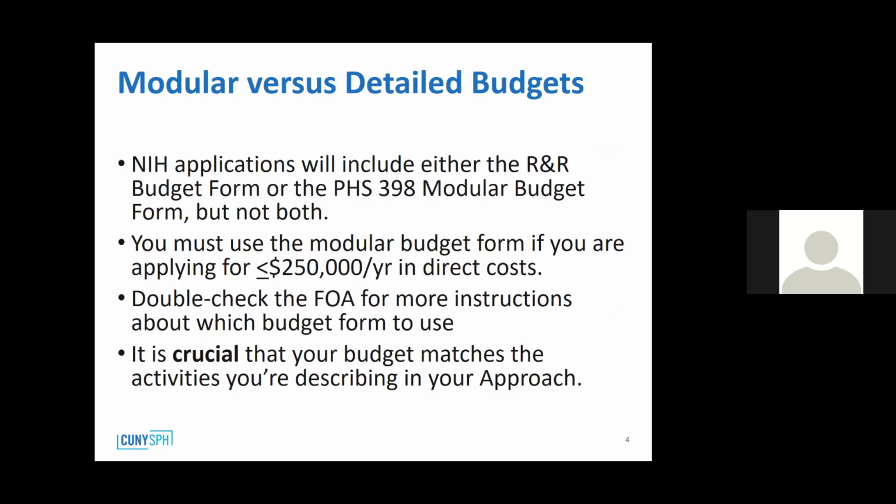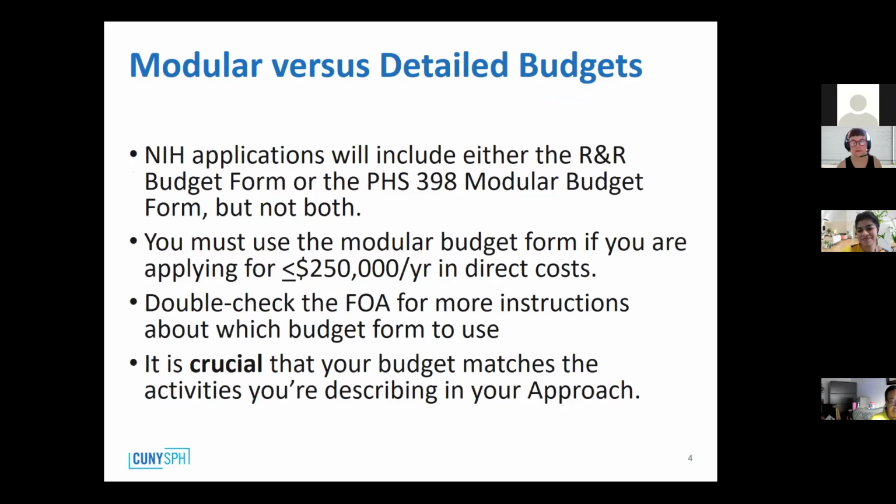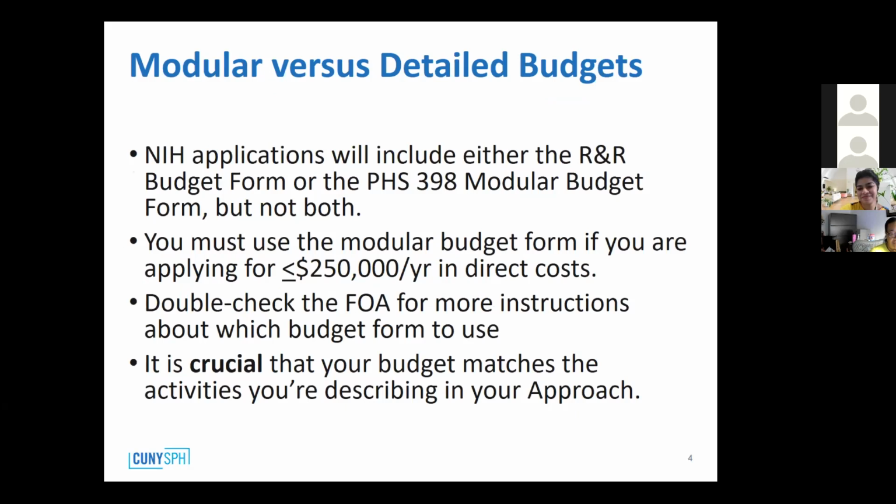NIH applications will include either the R&R budget form or the PHS 398 modular budget form, but not both. Although you should double check the funding announcement about which budget form to use, in the list of websites in NIH's decision tree about which form to use. If you are applying for less than $250,000 per year in direct costs, you must use the modular budget form. What is crucial is that your budget matches the activities you describe in your approach. Again, that's crucial.